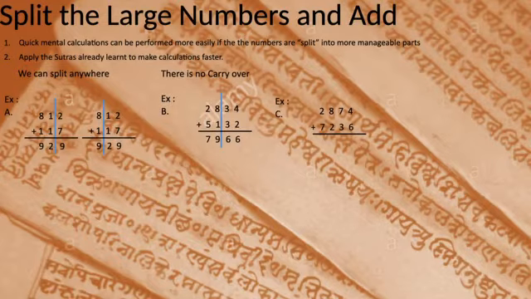When we add up 2874 and 7236, let's split it at the hundreds place again. So 28 and 72 when added up gives us 100, right? Then 74 and 36 when added up, what does it give us? We have a carryover here. We have 100 and 10. So what did we do? We put the 100 at the hundreds place and then 10 in the tens place.